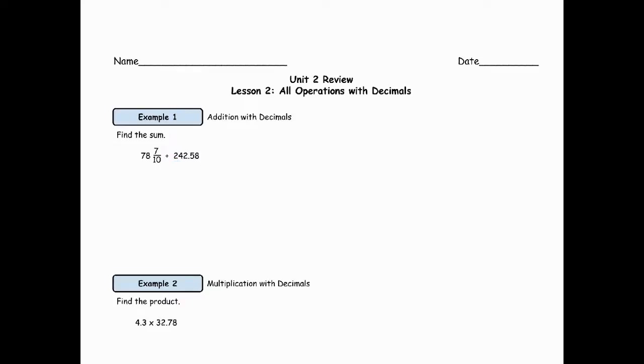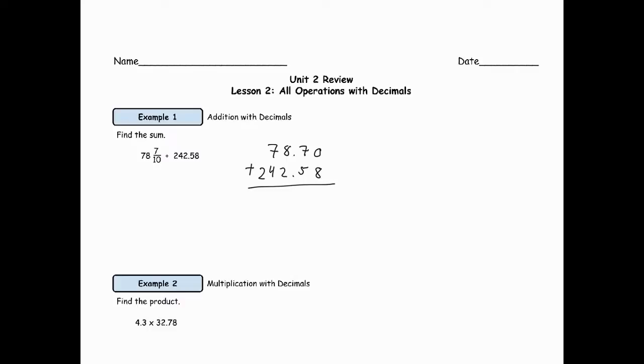Now, in order to complete this problem, we either have to convert 7/10 to a decimal or convert 58/100 to a fraction. Either way would work, but in this case, I think we'll convert 7/10 to a decimal. 78 and 7/10 plus 242 and 58/100. Recognize how we line up the decimals when we're adding. Some people I know like to add a 0 here.